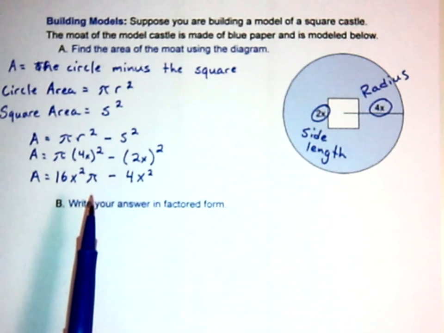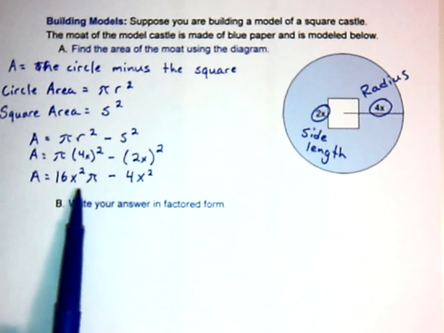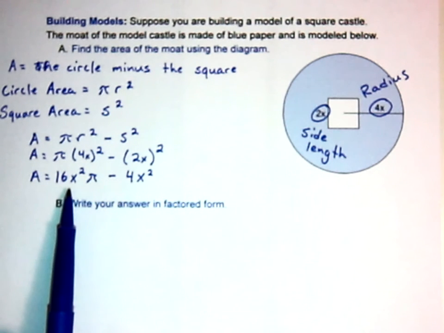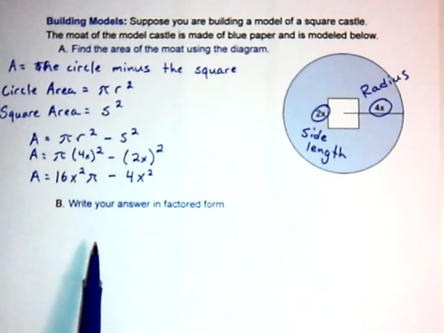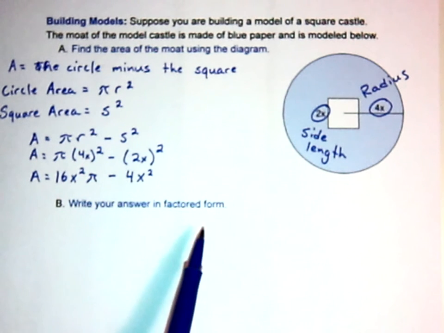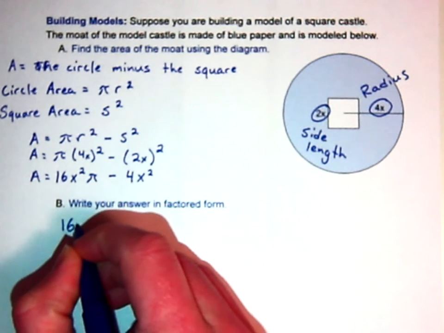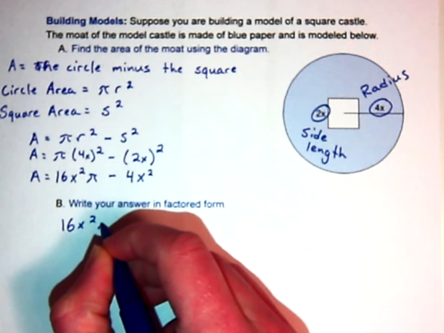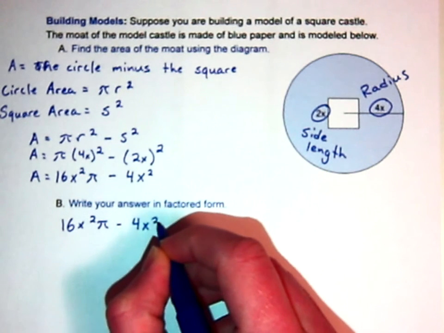We're going to leave this how it is because we're dealing with that pi, and since that pi is in there and we didn't simplify it, we're not going to combine them at this point. For B, it says write your answer in factored form. So factoring, we're going to take our answer. In order to get both parts right, you need to get the first part right. If you don't have the first part right, you're not going to be able to get it correct.